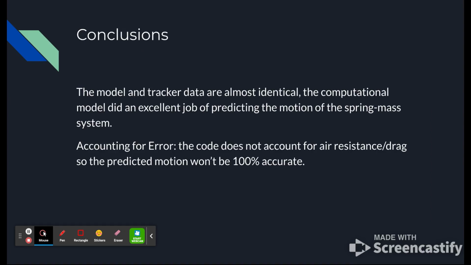And then in conclusion, the model and Tracker data are almost identical, and the computational model did an excellent job of predicting the motion of the spring mass system. And I would like to just point out that you could account for error because the code does not account for air resistance or drag. So the predicted motion won't be 100% accurate, but it was pretty close.